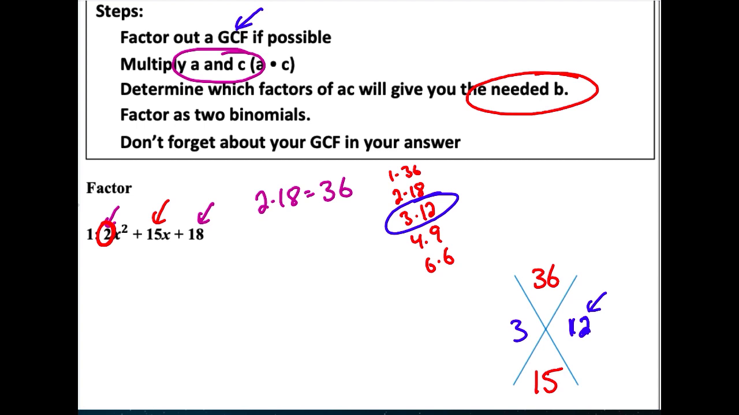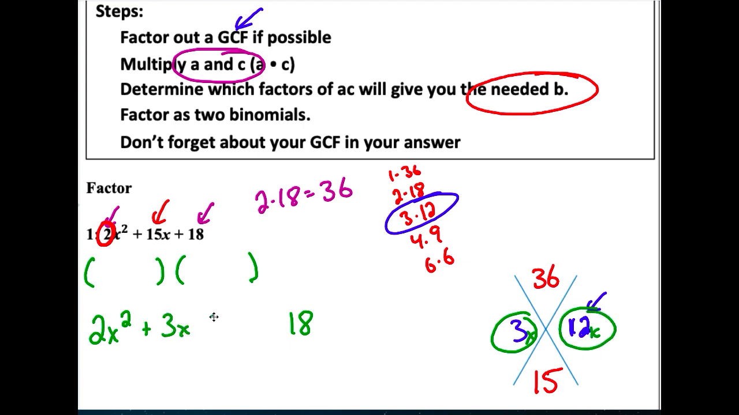I know that once I get my solution, if I were to multiply them out, I'm going to get 2x squared as my first term. I know I'm going to get 18 as my last term. And I know I'm going to get a 3x and a 12x in the middle, because together they have to add up to be my 15x. So this time, instead of just taking the 3 and 12 and throwing them into my answer, I'm plugging them back into my problem because I have to figure out, okay, which numbers go where to get to a 12 and to get to a 3.